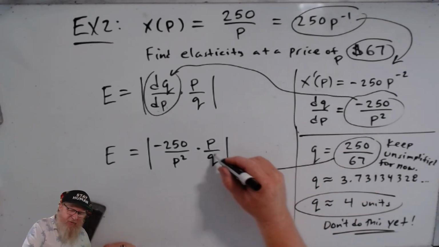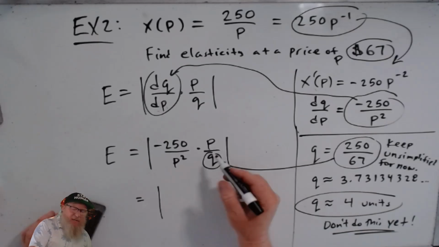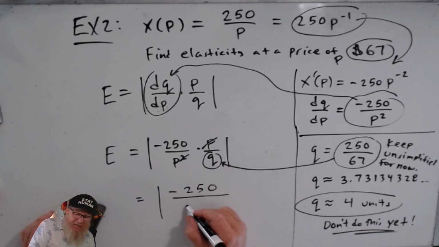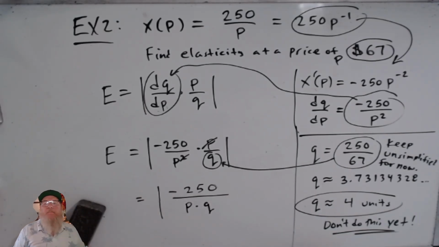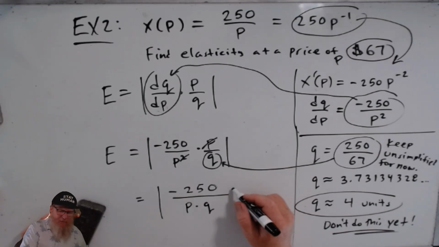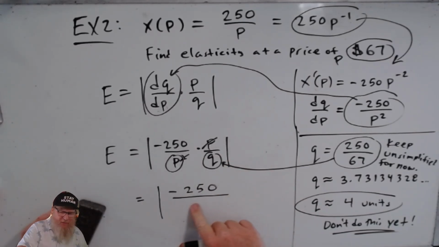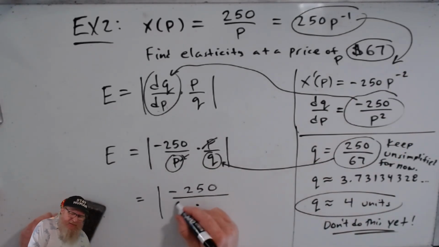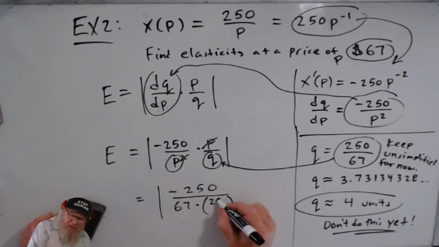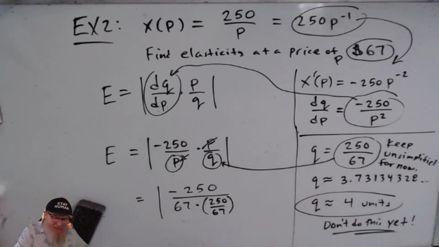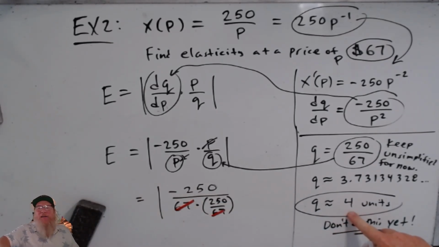So we're going to plug that in there for Q. One other thing I'm going to do here is simplify the P's. So I've got negative 250 over PQ. I don't have enough room to do that, so I'm just going to put it in now. It's 1P and 1Q. You got that in your notes. The P is 67, and the Q is 250 over 67. And this is why I wanted you to keep it unsimplified, because I knew this was going to happen. If you would have rounded it to 4 units, then that wouldn't have happened. These 67s would not have canceled out.